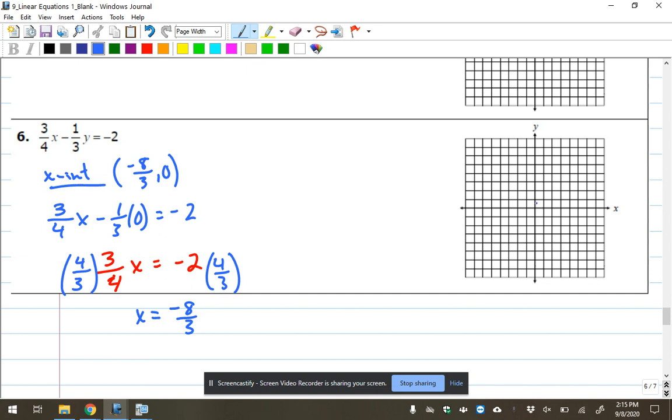So -2.7 is almost -3. It's a little better than halfway. So I'm going to put my dot right there. That's my x-intercept. Let's find the y-intercept.